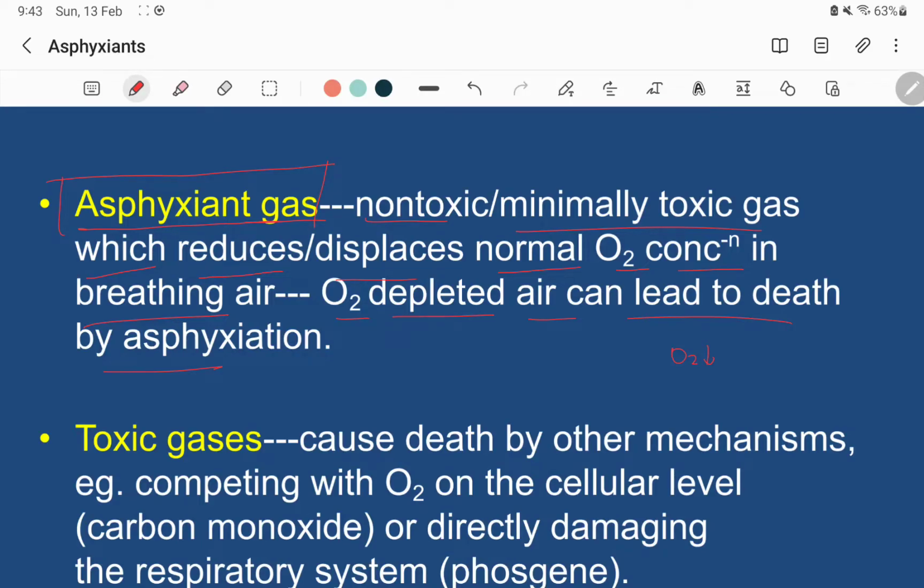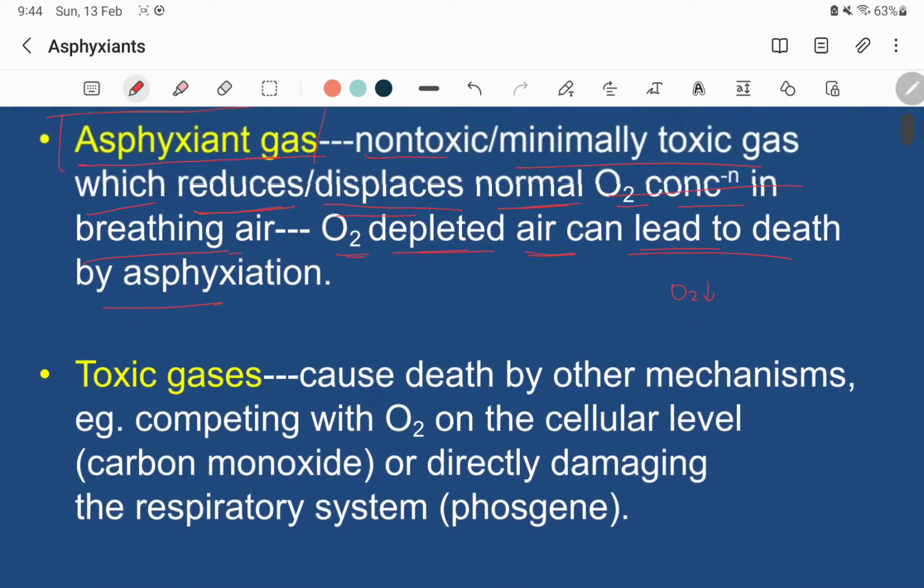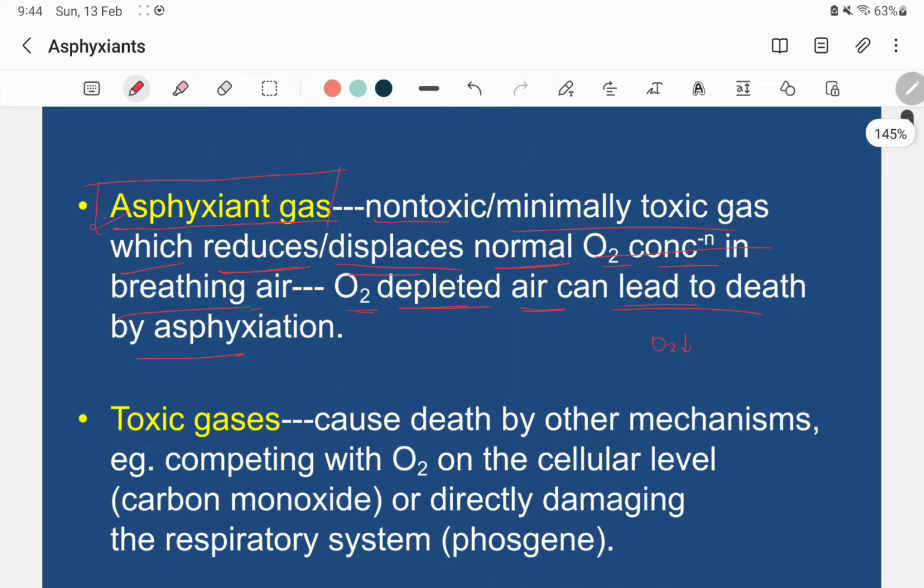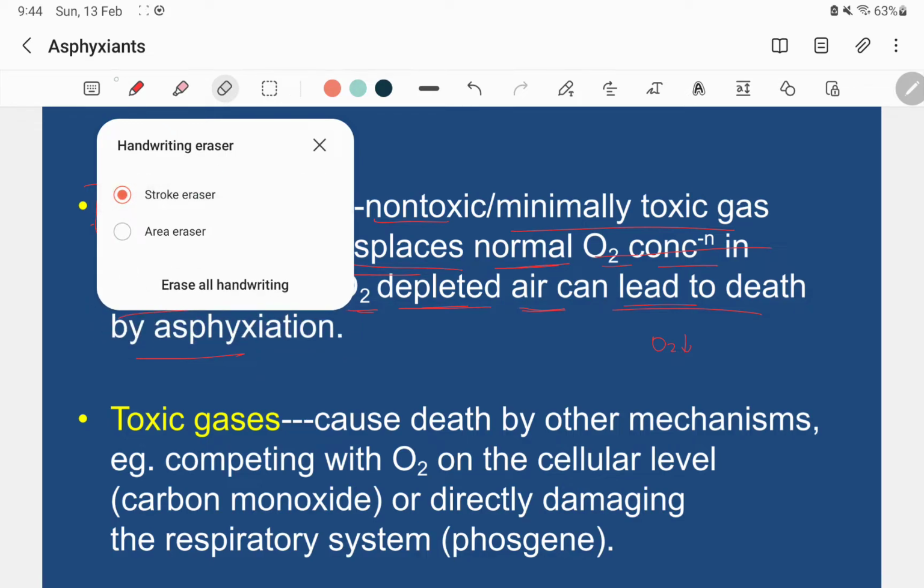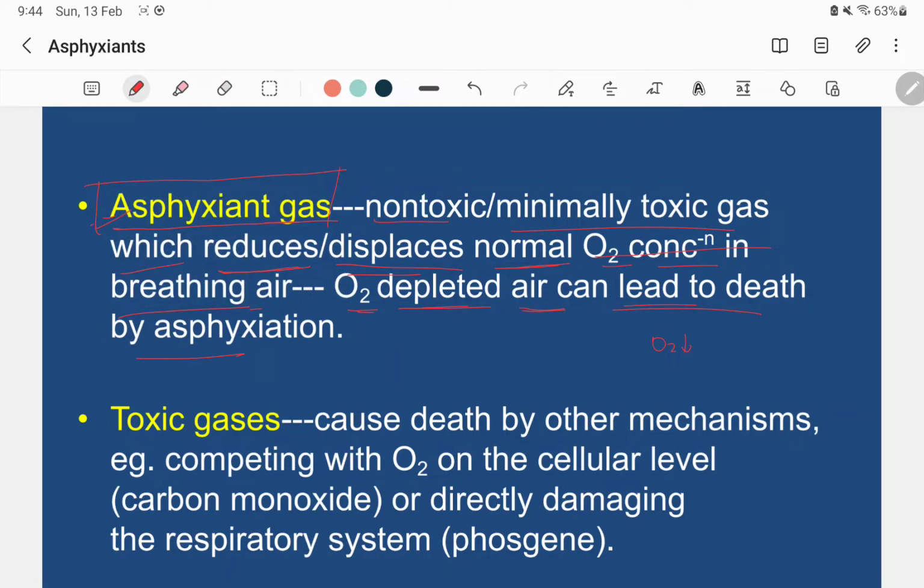So what are asphyxiants? They are non-toxic or minimally toxic gases. What they do is reduce or displace the normal oxygen concentration in the breathing air, so that oxygen is depleted in the air, which can lead to death by asphyxiation. Asphyxiant gases are not toxic, but they reduce the quality of the oxygen that we are taking in, so the amount of oxygen that is required gets deteriorated.